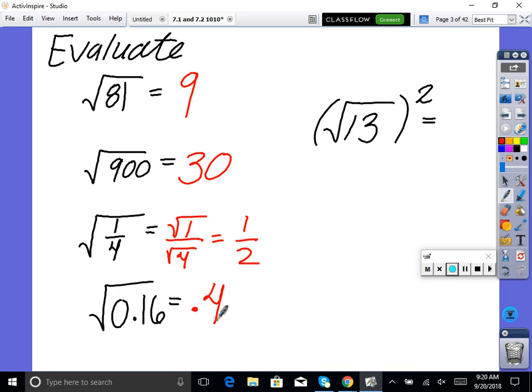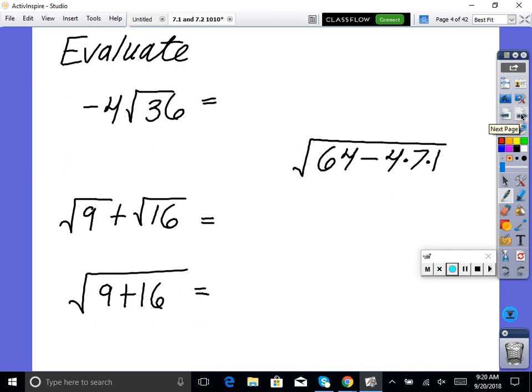Okay, now right here, what's this one? 13, you're doing good. Okay, now if I said to you evaluate, you got to pay attention to just little things. Like we have a negative 4 times root 36. That's negative 4 times 6, which is negative 24. We're good with the basics. This is root 9 is 3, plus root 16 is 4. So we would get 7.